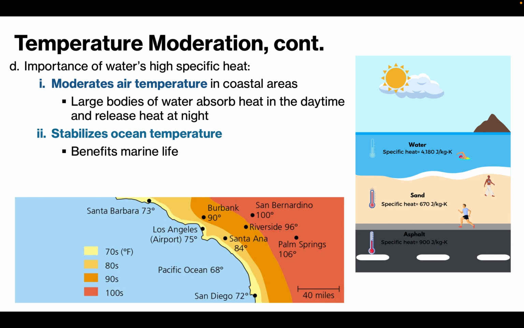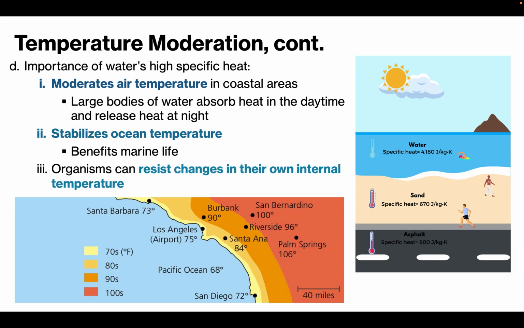That also means that the ocean temperature, and this goes for large lakes as well, is more stable, right? Because it can absorb and release a bunch of heat without changing much in temperature itself. And this benefits marine life because it allows creatures to not have to withstand huge swings in temperature. It keeps their environment more stable. This also plays a role in organisms being able to resist changes in their own internal temperature. Let's talk about that a little bit.